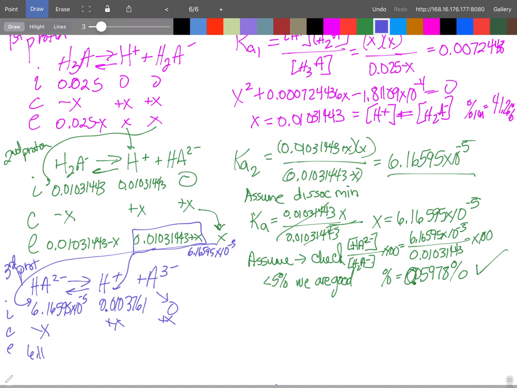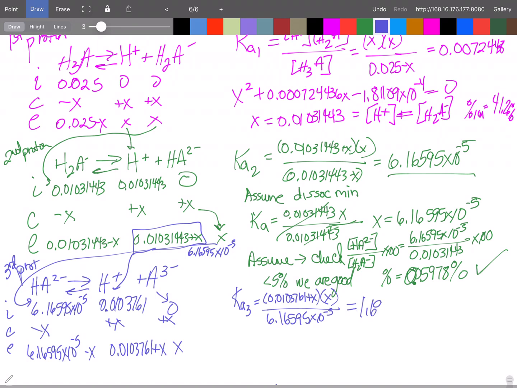So it's 6.16595 times 10 to the minus fifth minus x, and 0.0103761 plus x, and then x. So our Ka3 is going to be equal to 0.0103761 plus x times x divided by 6.16595 times 10 to the minus fifth. And our K value is 1.698244 times 10 to the minus 10th.